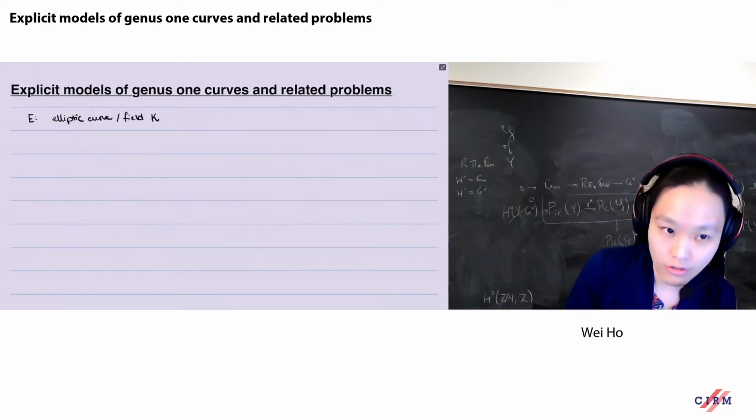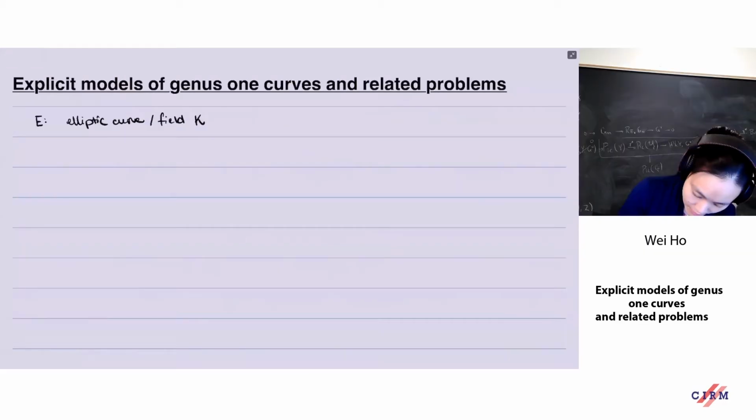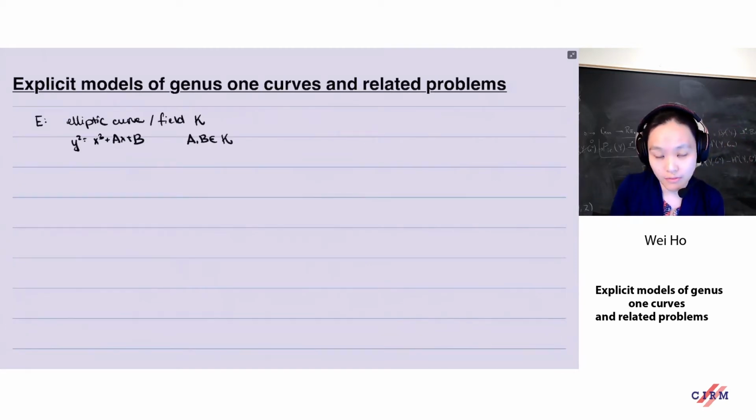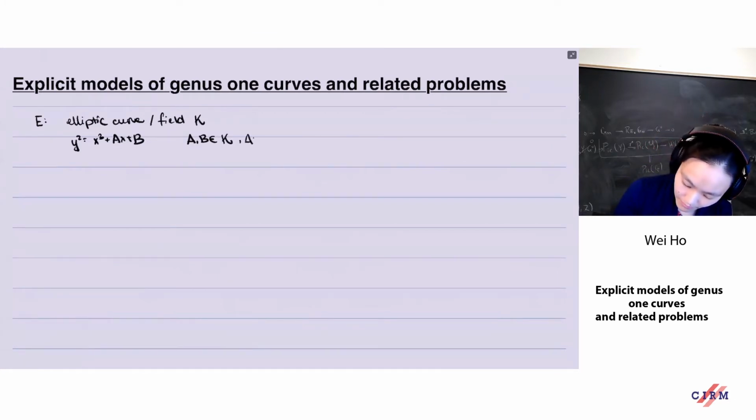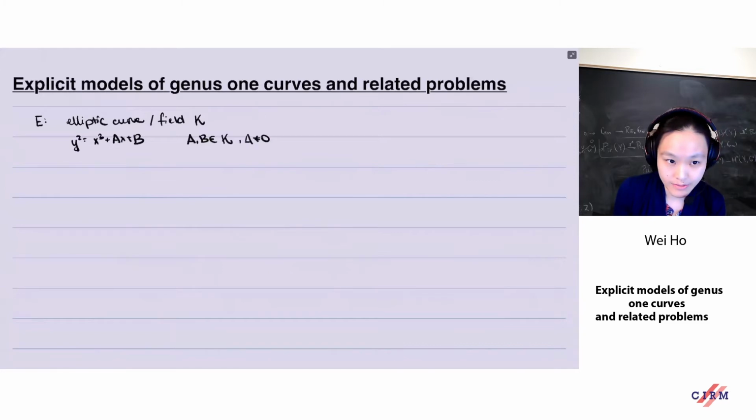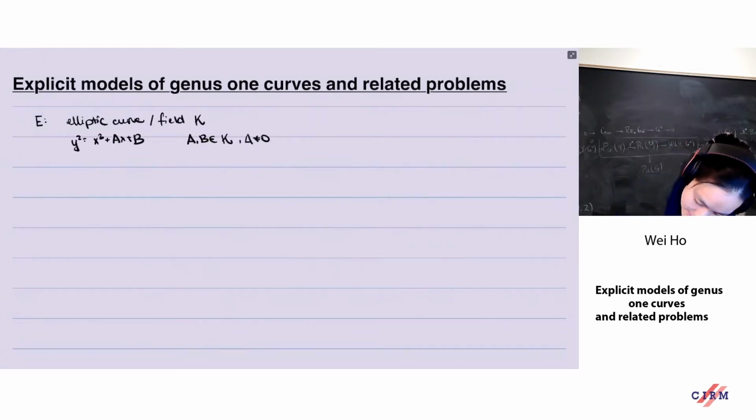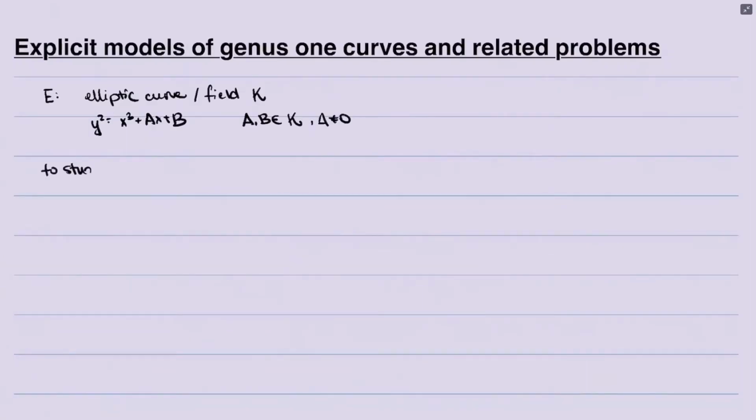So my elliptic curve, you can think of it if you want in short Weierstrass form. So A and B, say in Q or in K here, or if we're talking about a number field, you can think of putting A and B into the ring of integers. Non-zero discriminant, of course.